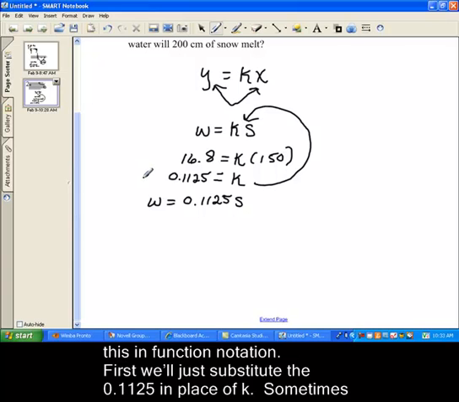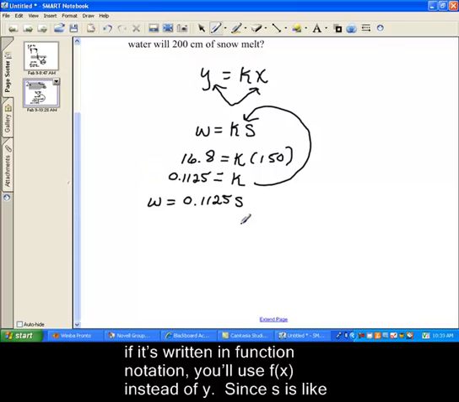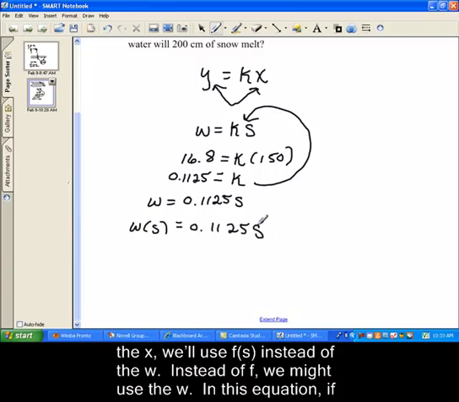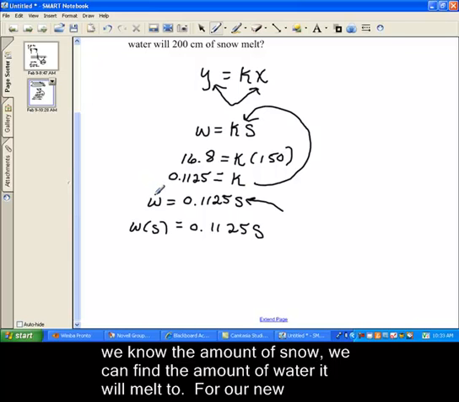Remember that Y is sometimes f of x? Well, in this case, S is like the x. So we would have f of S, only it's not F, it's W. So in function notation, our equation might look like this. And this equation we'll always find, if we know the amount of snow, we will be able to find the amount of water that it would produce.